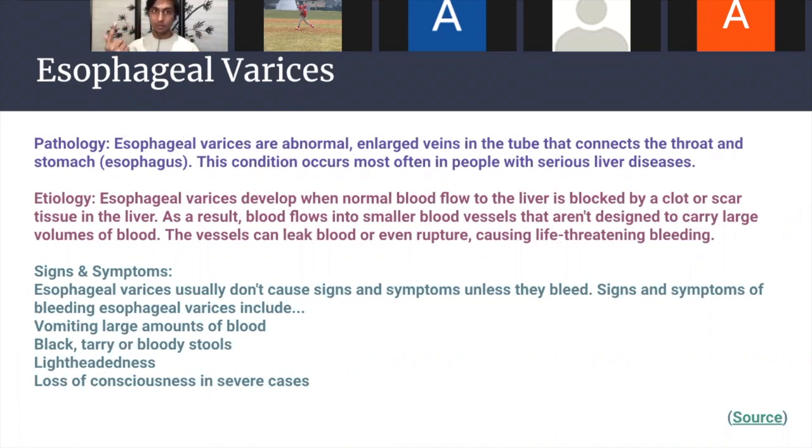Notice that they don't always bleed. So early on, you might have the varices, but they won't manifest symptoms until you see conditions like lightheadedness and vomiting large amounts of blood and something as severe as loss of consciousness, right?